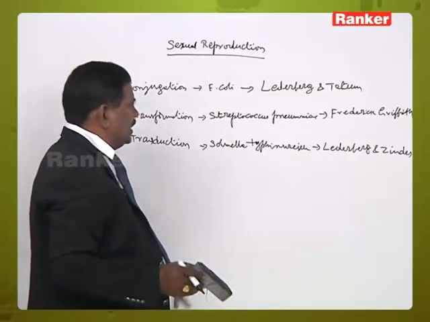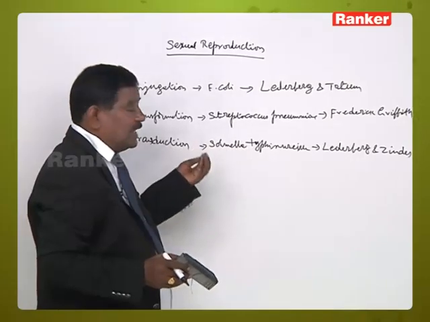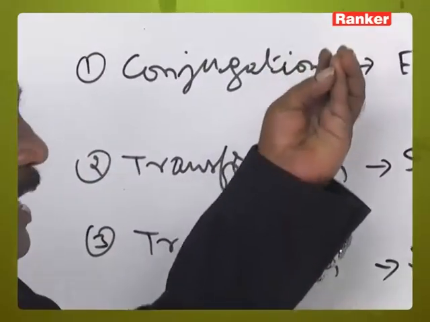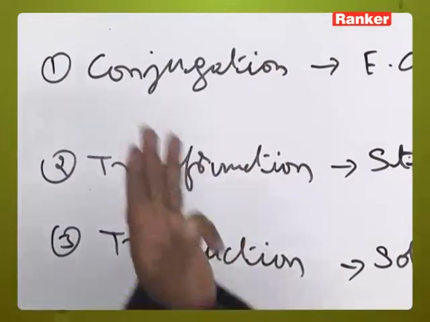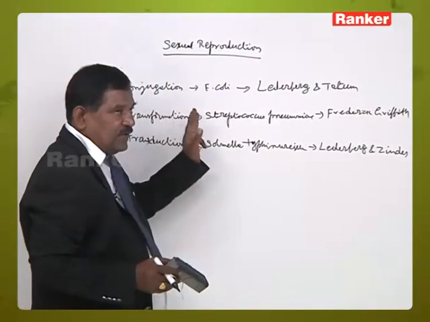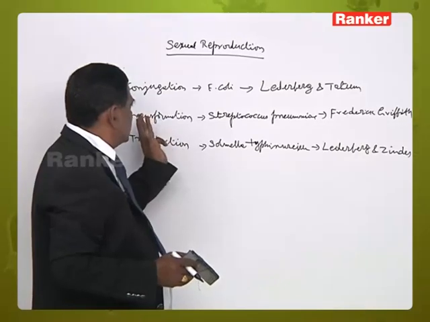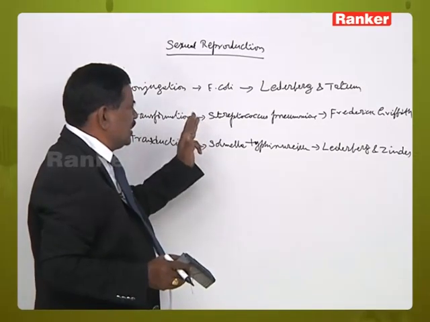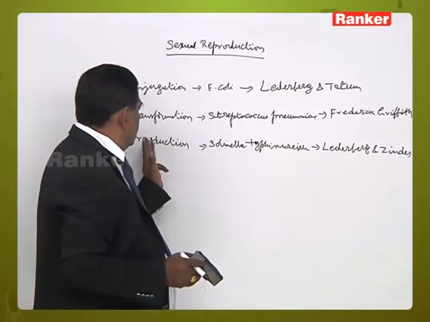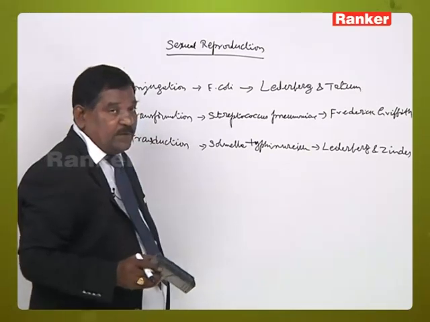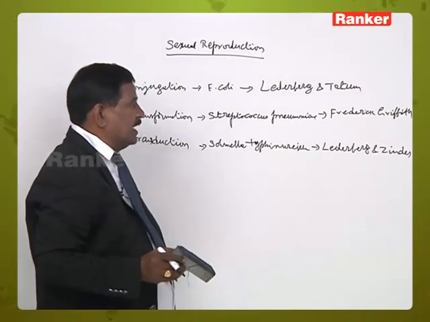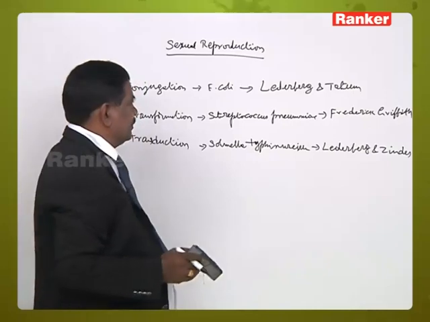Based on how the genetic material is transferred, how the genetic recombination occurs, sexual reproduction in bacteria is of three types. Conjugation was first observed in E. coli by Lederberg and Tatum. Transformation in Streptococcus pneumoniae by Frederick Griffith. Transduction in Salmonella typhimurium was first observed by Lederberg and Zinder.